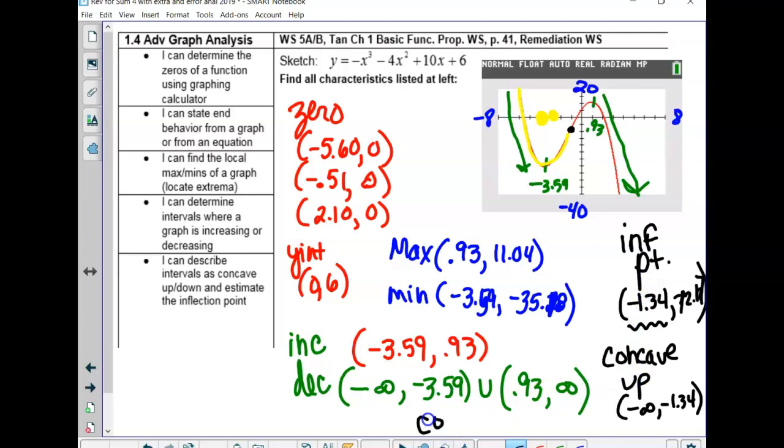And then last would be concave down, which would be all the places to the right of this, yes? So from whatever X value you have on your inflection point and to the right.